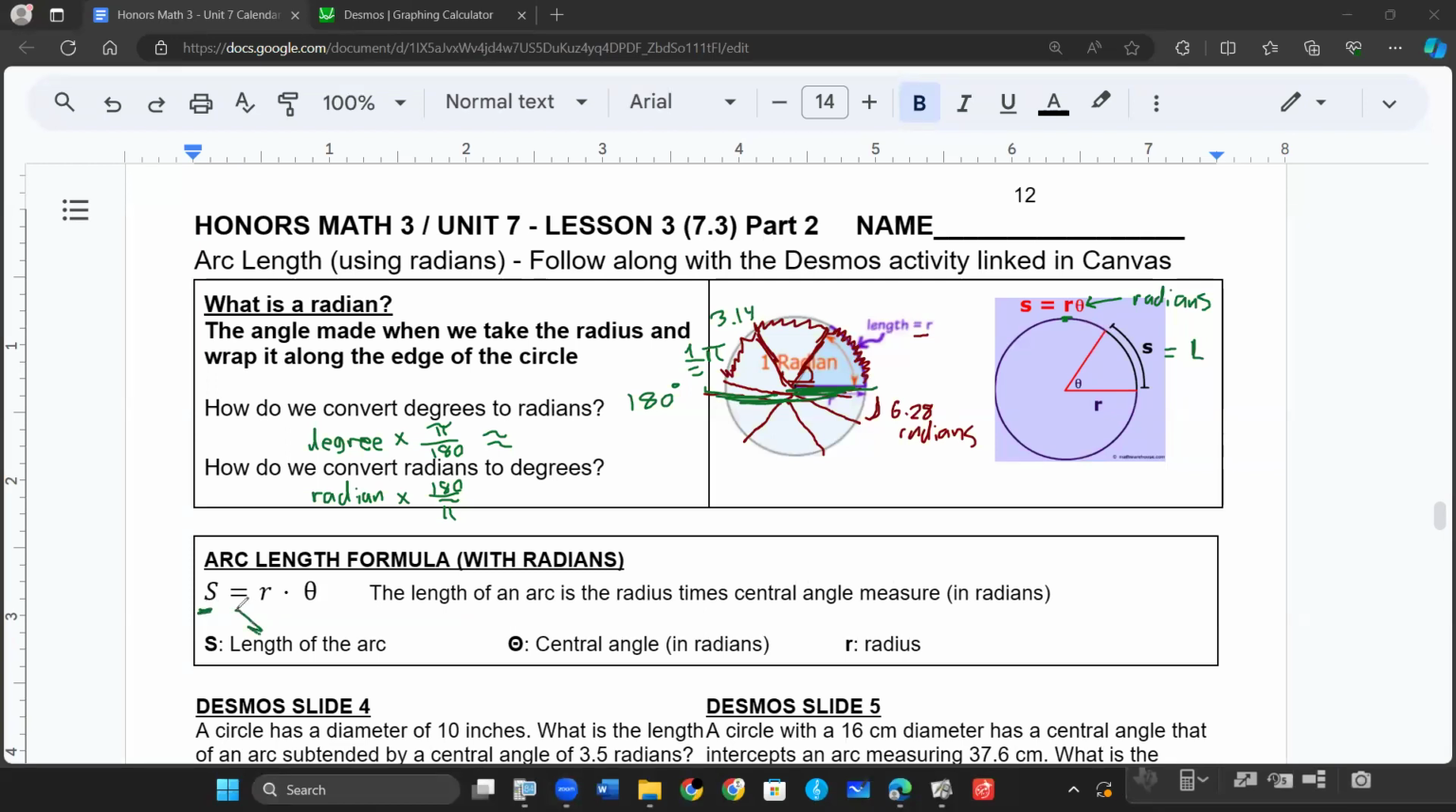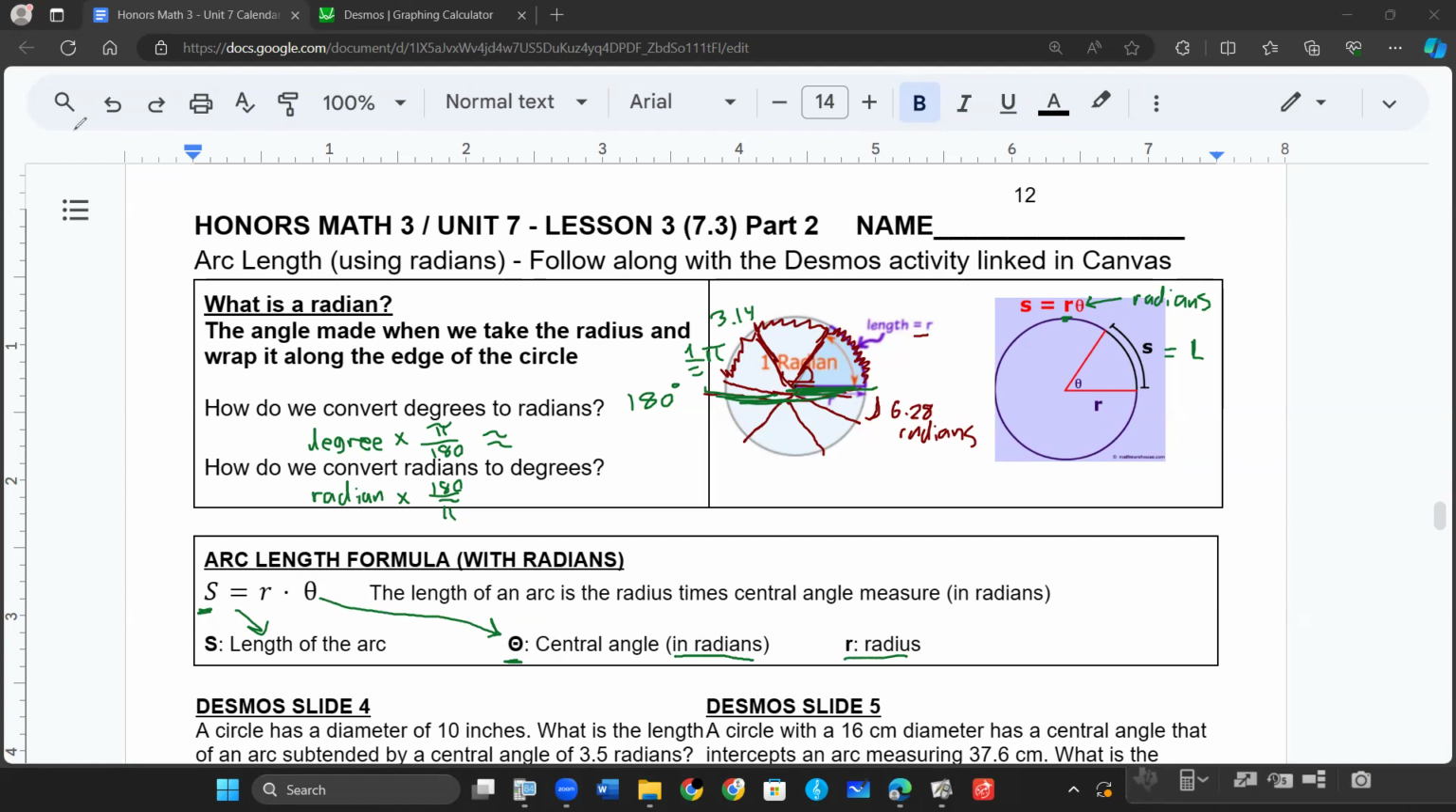S is going to represent the length of the arc. So that's usually going to be measured in inches, centimeters, whatever you have. The central angle in this case is still that theta symbol, but in this problem, it means radians. So when I see that symbol there, that's just straight multiplication times the radius, which is R, and you'll get that arc length. It's a very basic formula.